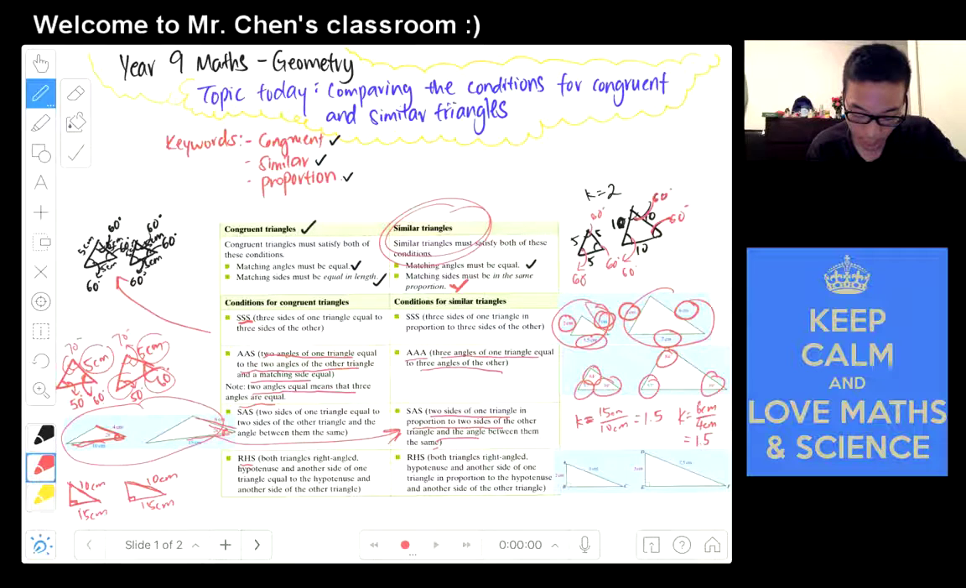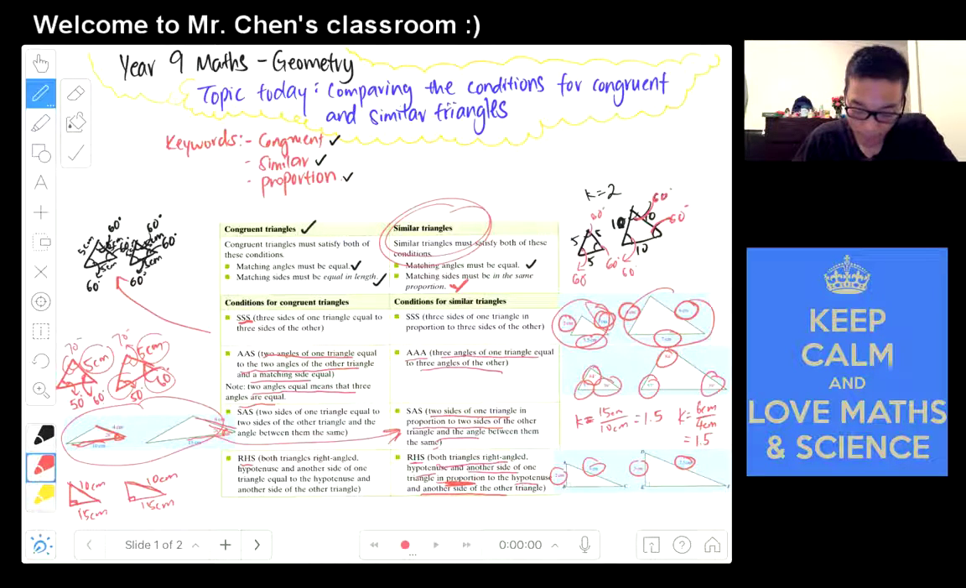So for the last one, which is again RHS, standing for right angle, hypotenuse, and side, but it has a slightly different description. Look at it, both triangles are right angle, and the hypotenuse and another side of one triangle are in proportion. So the keyword is in proportion to the hypotenuse and another side of the other triangle. So if we have a look, the hypotenuse, one is 5, one is 7.5, and the other two sides, one is 2, the other one is 3.